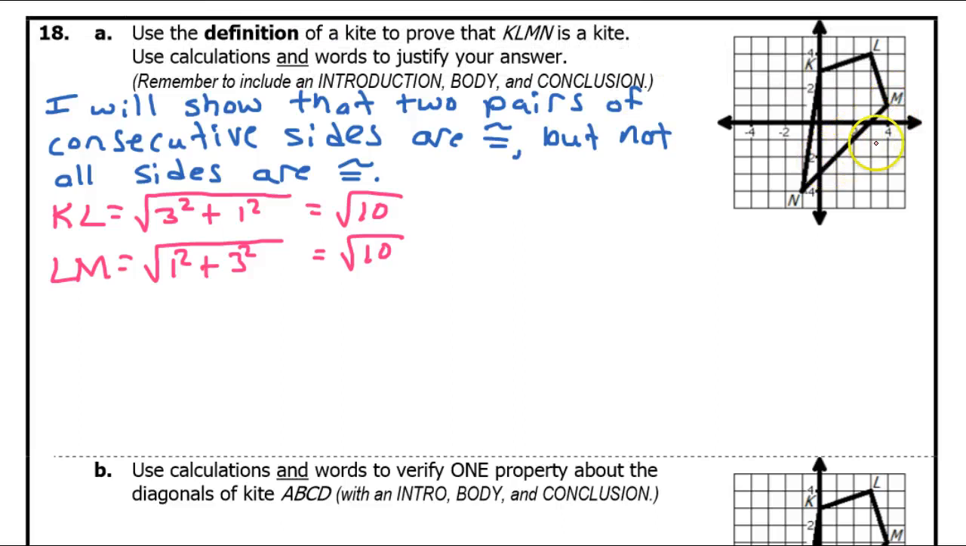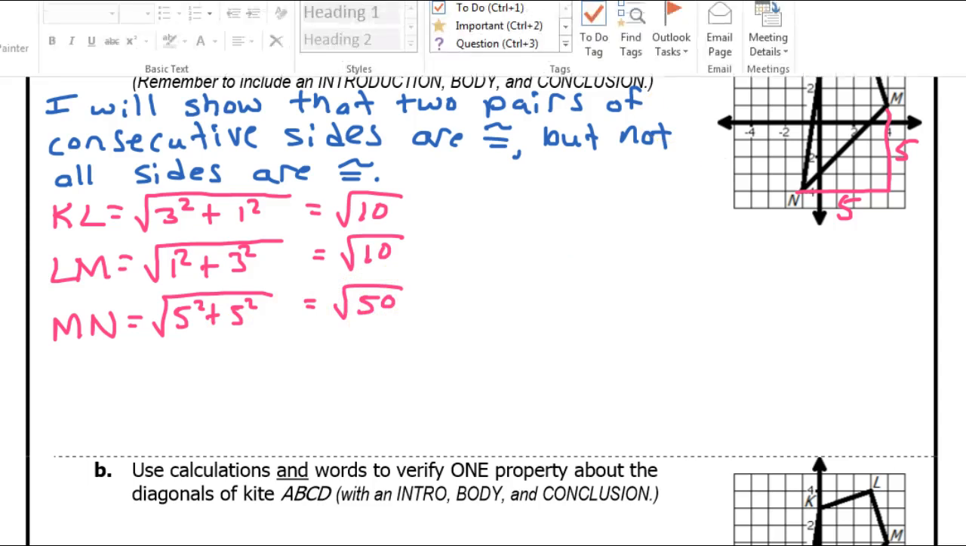Alright, so how about MN? Okay, so a little bit of a bigger triangle here. Okay, so that's 5 and 5. So make sure I'm counting right. Okay, so it's 5 squared plus 5 squared. Well, that's 25 plus 25, so that's 50. Square root of 50.